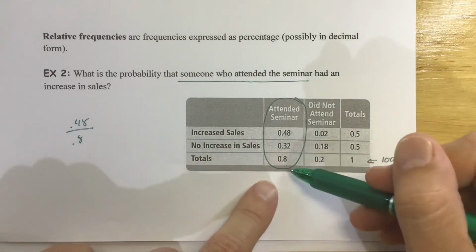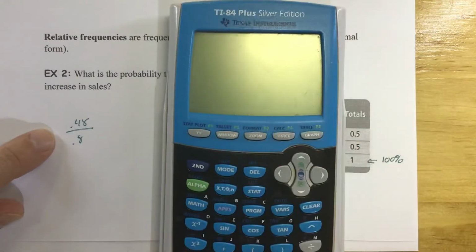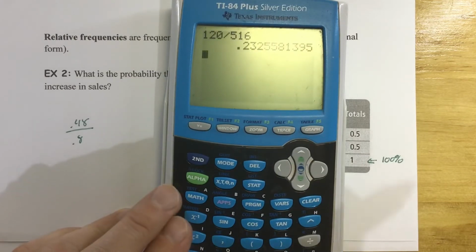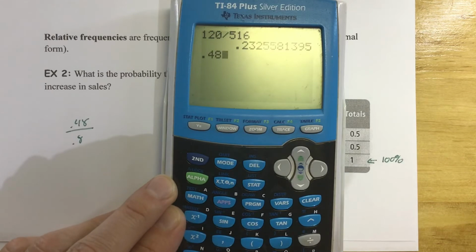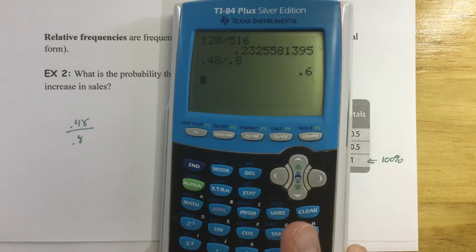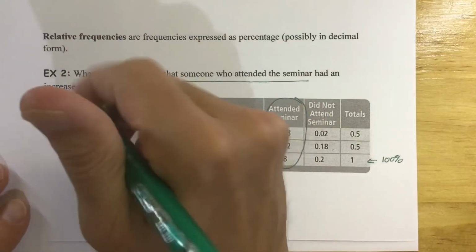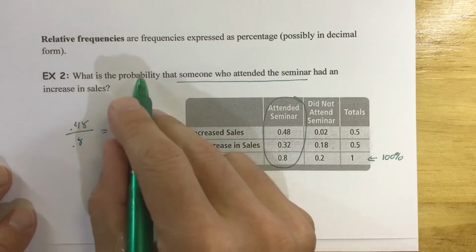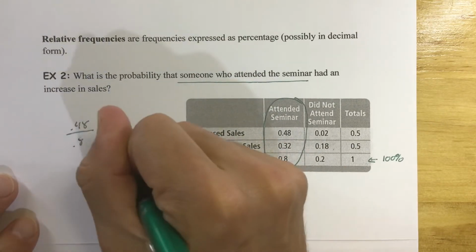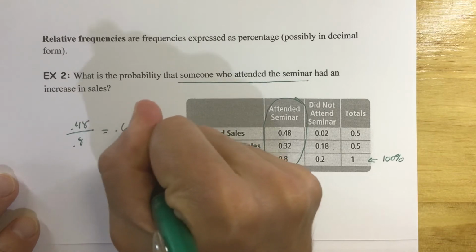Okay, so you take the numbers that you get. Let's see here. This one should be an easy number, 48 divided by 8, right? But let's just type it in. 0.48 divided by 0.8 is going to give us 0.6. Okay, and then as a percentage, because we probably want our probabilities as percents, that is going to be 60%.